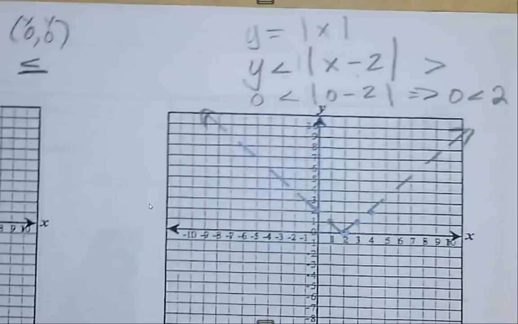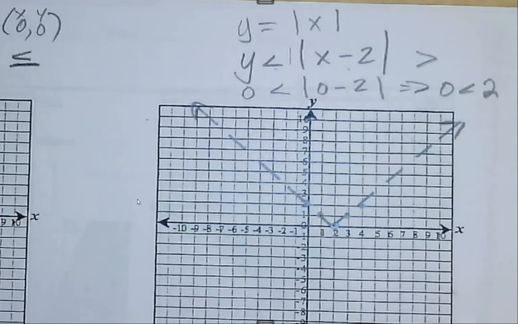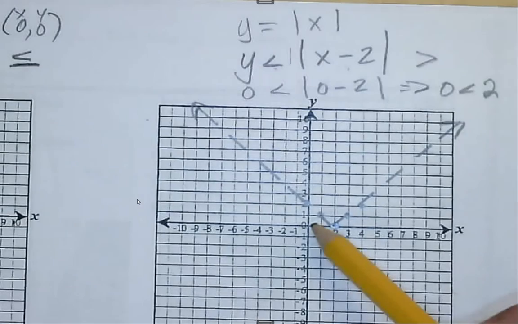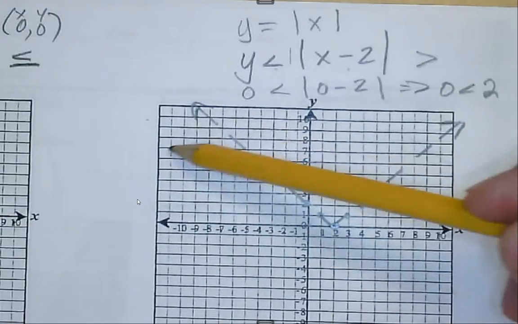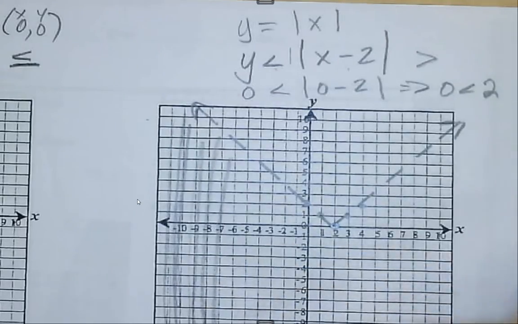Well, is that a true statement? Well, of course it is. 0 is less than 2. If I have no money and somebody else has $2, they are a lot better off than me. So that means that this point is included and needs to be shaded. So I would shade everything that is below my absolute value graph.